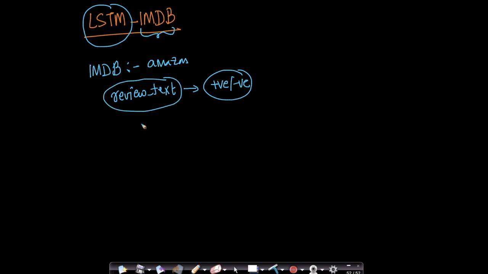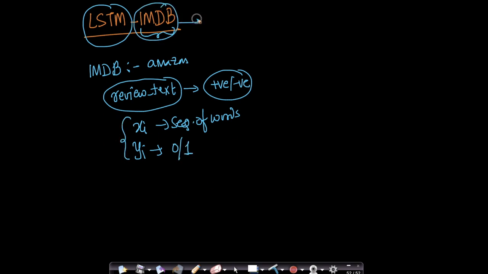So what we have here, our XIs, is basically a sequence of words, right? And our YI is a binary classification, 0 or 1. This is the data set we have. Thankfully, this IMDB dataset is readily available in Keras. So what we'll do here is, of course, build an LSTM model on the IMDB dataset using Keras. And the reason we chose the IMDB dataset is because it's readily available in Keras.